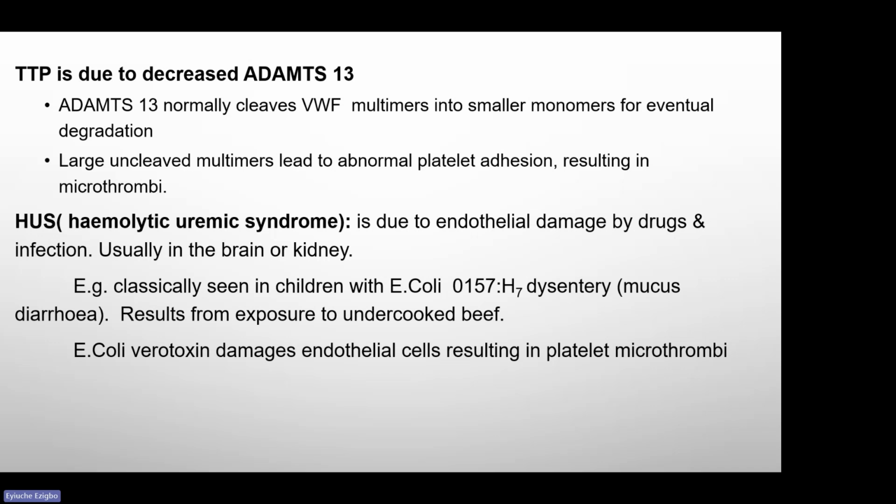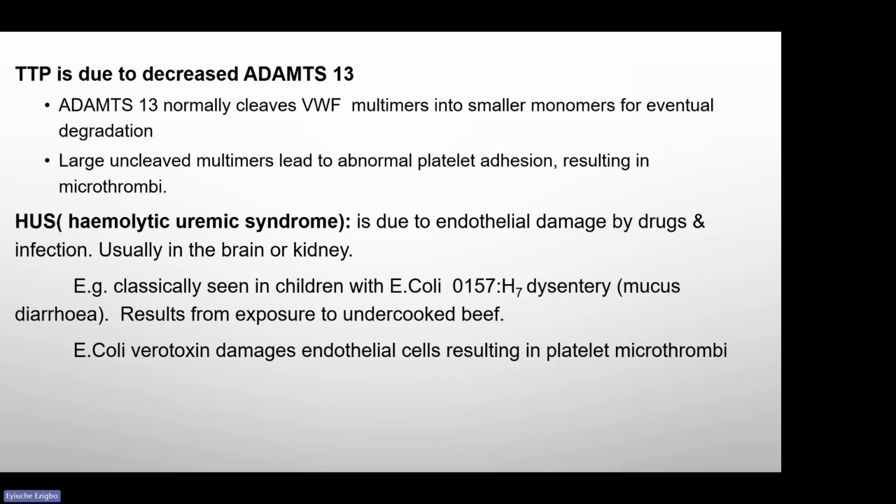manageable sizes, because the larger the von Willebrand factor, the more platelets it can adhere to. Okay, it can bind to. So this ADAMTS13 helps in cutting it into small pieces so that it does not bind a large number of platelets at the same time. So when this ADAMTS13 is deficient, you can imagine the von Willebrand factor is released in large multimers, and they will bind a lot of platelets, causing this obstruction, microthrombi in the blood vessels. So that's what we mean by large uncleaved multimers leading to abnormal platelet adhesion, resulting in microthrombi.